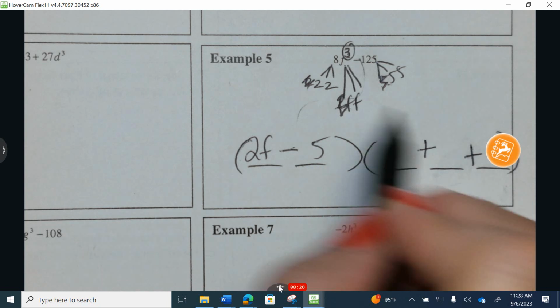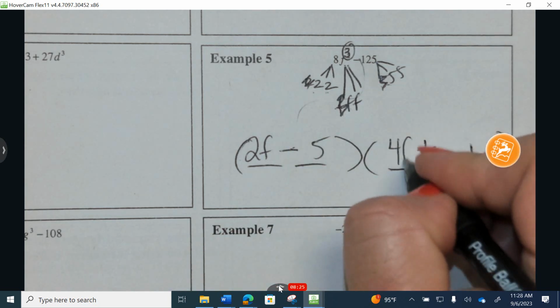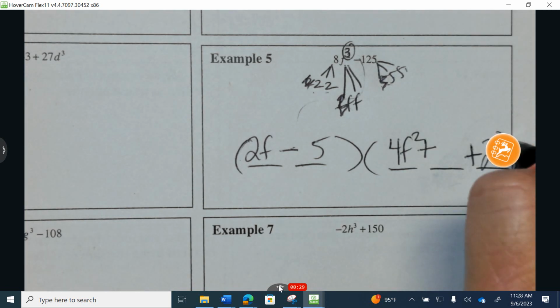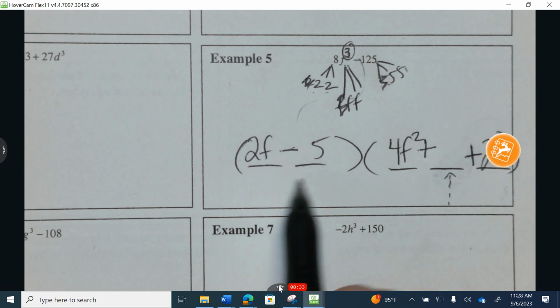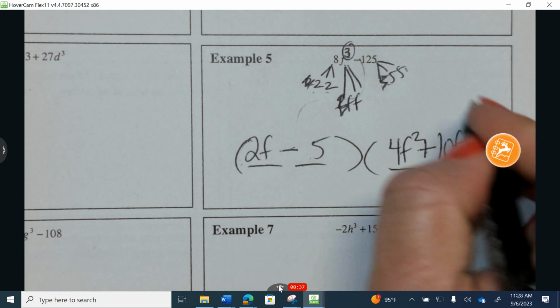Now in this place, I need to take the remaining items from the front. 2 times 2 is 4, and there's 2 F's. 5 times 5 is not 10, it is 25. What goes into the front? We're going to multiply these 2 terms. Don't worry about the symbol. 2 times 5 is 10, and don't forget about the F.